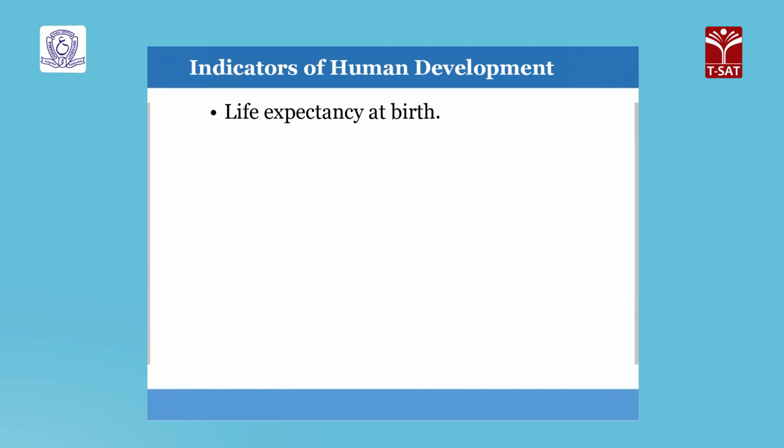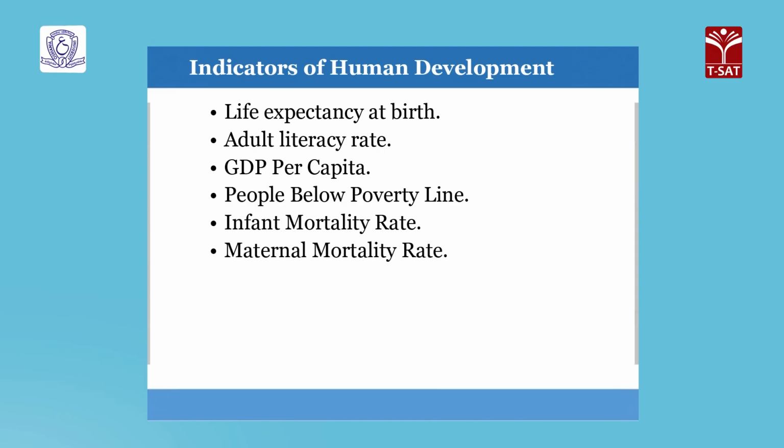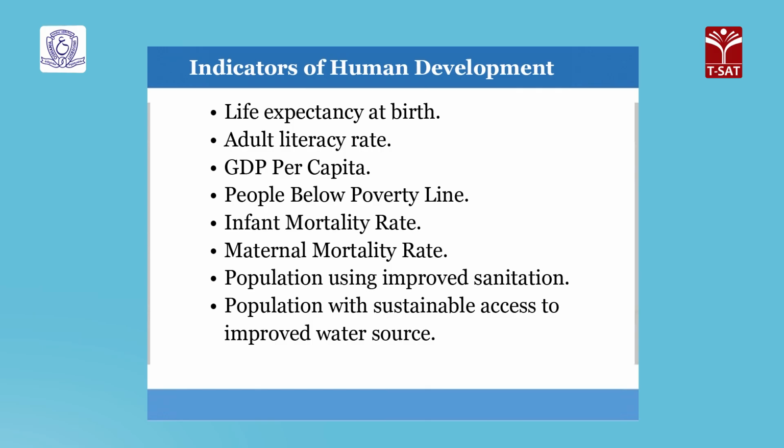Let us now understand some of the indicators of human development. Some of the indicators are, firstly, life expectancy at birth, adult literacy rate, GDP per capita, people below the poverty line, infant mortality rate, which is also called IMR, maternal mortality rate, MMR, population using improved sanitation, population with sustainable access to an improved water source, and percentage of students malnourished.